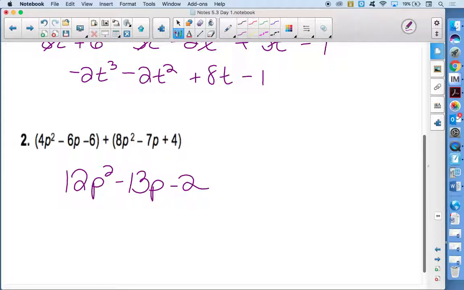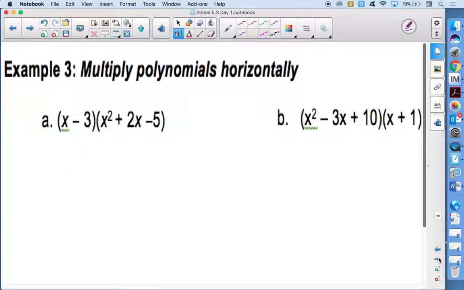So then if you look at the next page, we did a little bit of adding and subtracting. So now we're going to try and multiply polynomials together. We're going to multiply horizontally. You can't use FOIL because FOIL is when you multiply x plus 2 times x plus 3. And here we have x minus 3, two terms, which is, remember, that binomial, times a trinomial. So you can't really use FOIL.